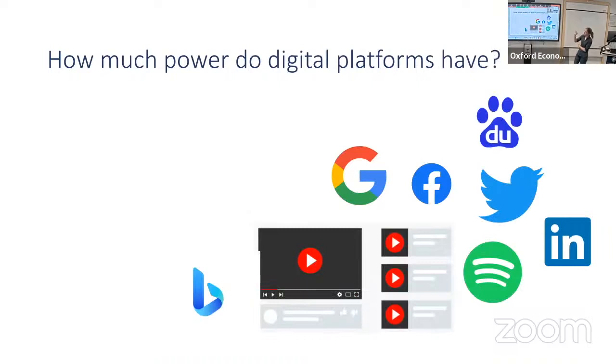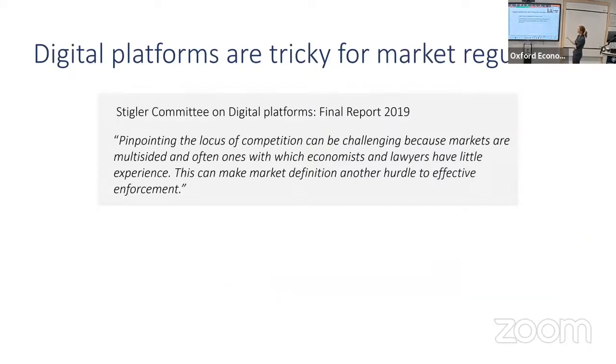So you should think of this in the context of digital platforms. They use predictive models to make decisions on how to arrange content, what to recommend, which friends to suggest. That's the context I'm thinking about. And there's a lot of ongoing work on how to regulate these markets. This seems to be very challenging and tricky for current tools. This is from the Stigler Committee on Digital Platforms report from 2019. That's a committee of experts, policymakers, economists. It's a huge committee, and they worked on this for a year and filed this report. It's about challenges of regulating these markets. One sentence I took out of it is that it's hard to pinpoint the locus of competition because markets are often multi-sided, which economists have little experience with, and market definition is the hurdle for enforcement.